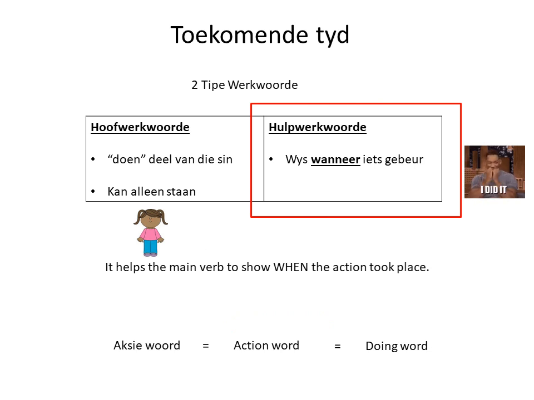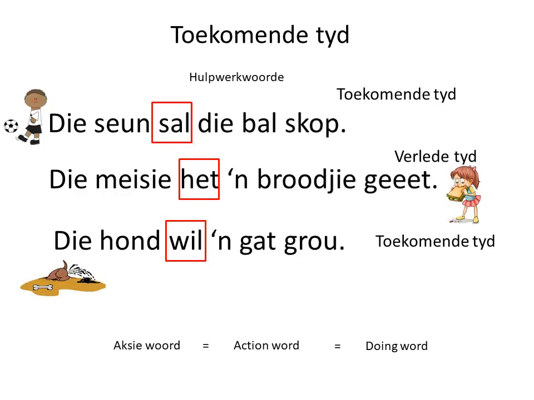Now, a little bit more about hulpwerkwoorde. A hulpwerkwoord tells us when something is happening or when did it happen. In these examples, die seun sal die bal skop. The boy, when? Will kick the ball. Will. When? Somewhere in the future.